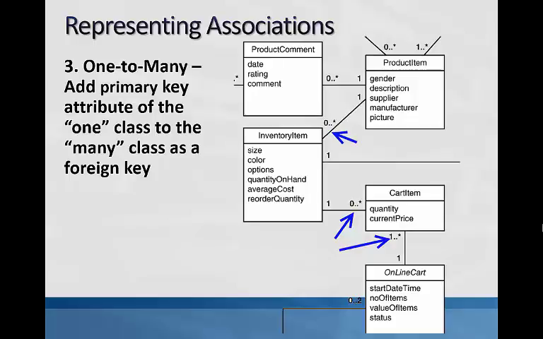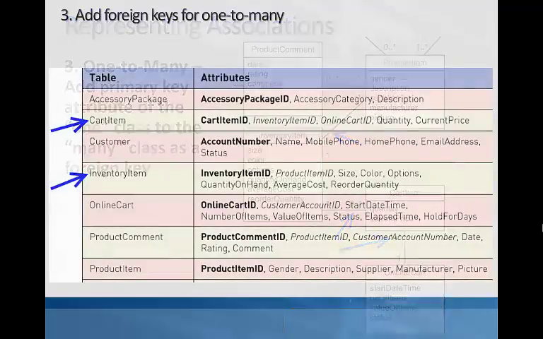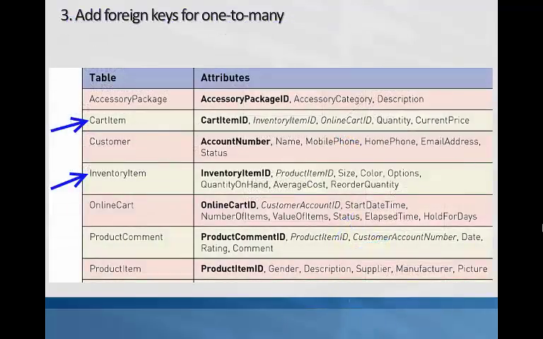Let's predict what is needed. First, the inventory item will have a foreign key of product item ID. Second, cart item will have 2 foreign keys, one from inventory item and one from online cart. Let's see. Yes, here are the results. Inventory item has a primary key of inventory item ID in bold. It also has a foreign key, as shown in italics, of product item ID, just as we predicted. The foreign key indicates which product item the inventory item belongs to.